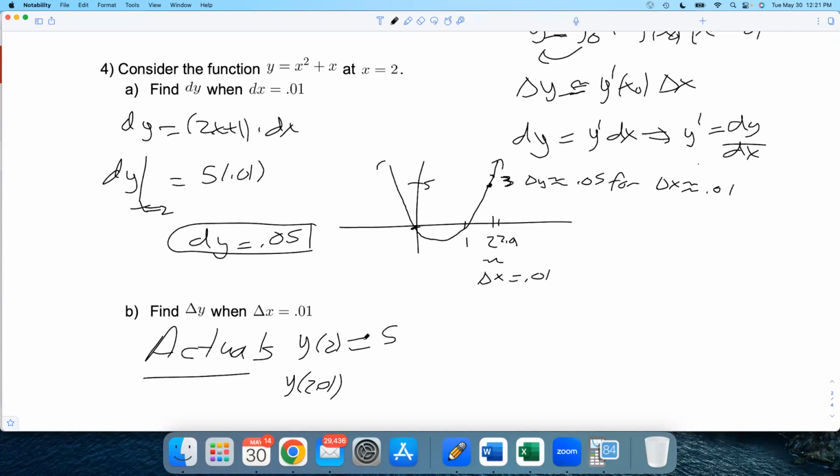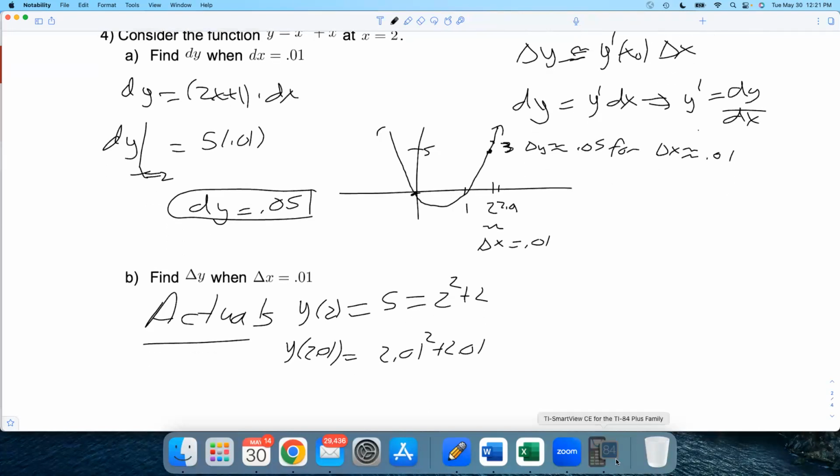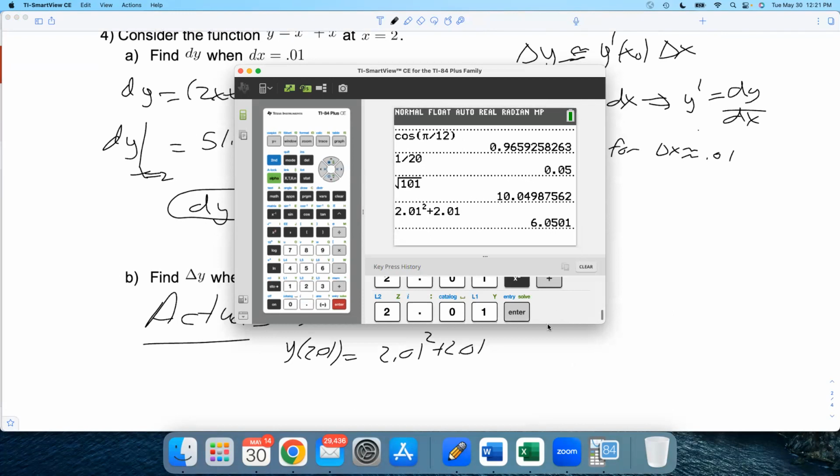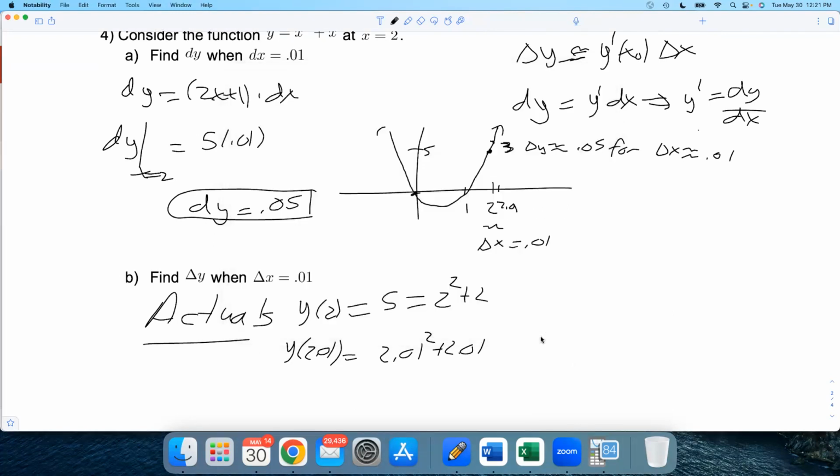So this we just found, that was 5. That's 2 squared plus 2. This will be 2.01 squared plus 2.01. I'm plugging these values, these two x values, into the function. So 2.01 squared plus 2.01 is 6.0501. Is that right?